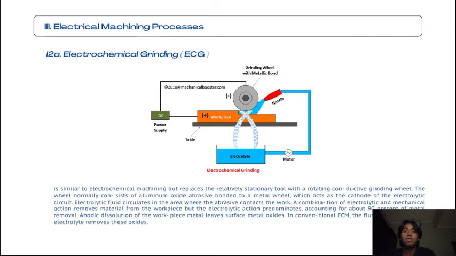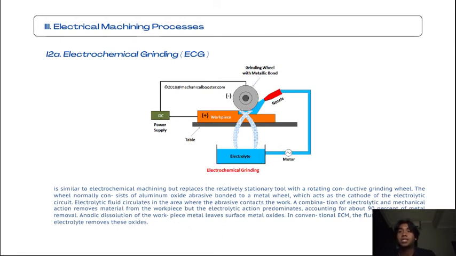Anodic dissolution of the workpiece metal leaves a surface metal oxide. In conventional ECM, the flushing action of the electrolyte removes this oxide. In electrochemical grinding, the abrasive mainly functions to remove the oxide film, exposing a new metal surface to the electrolyte. So the abrasive also separates the metal wheel from the work, preserving a fine 0.001 in or 0.025 mm gap between the two. It also carries the electrolyte solution to the gap.